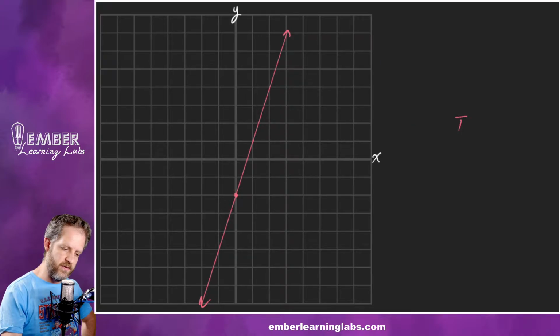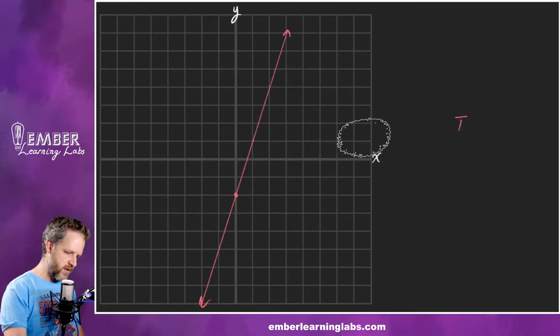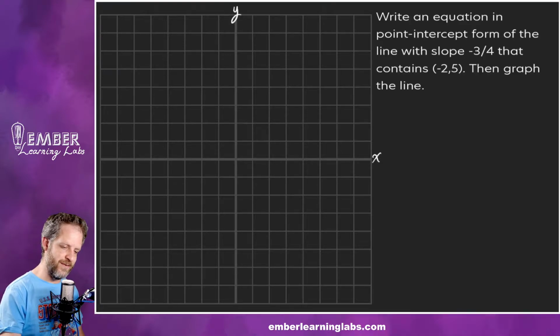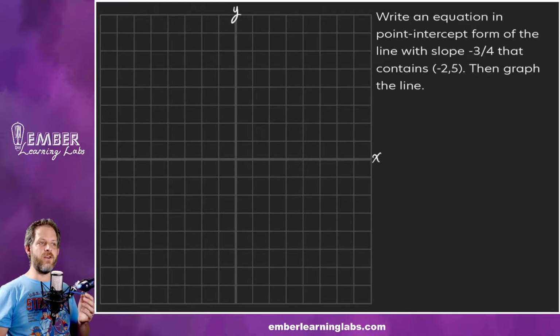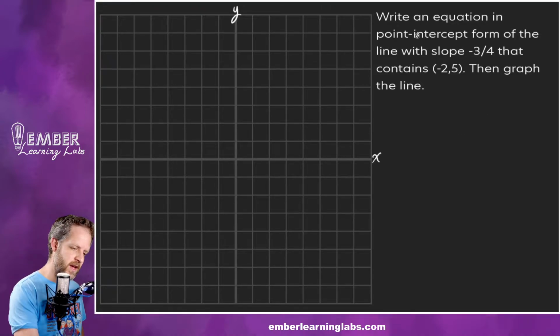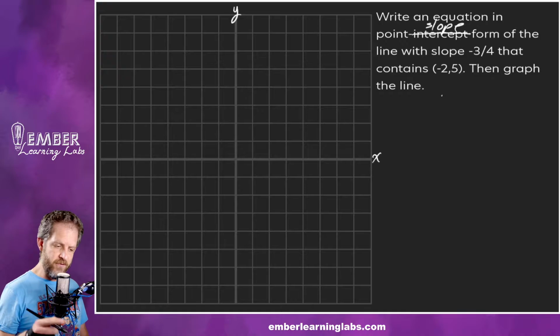I put those in the wrong layer. That's okay. Okay, we're going to write an equation in point-intercept form. That's a typo. There's no such thing as point-intercept form. It should be point-slope form of the line with slope -3/4 that contains (-2, 5), and then we're going to graph the line.